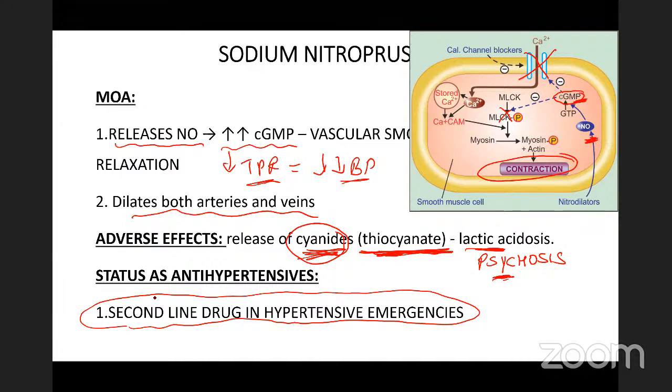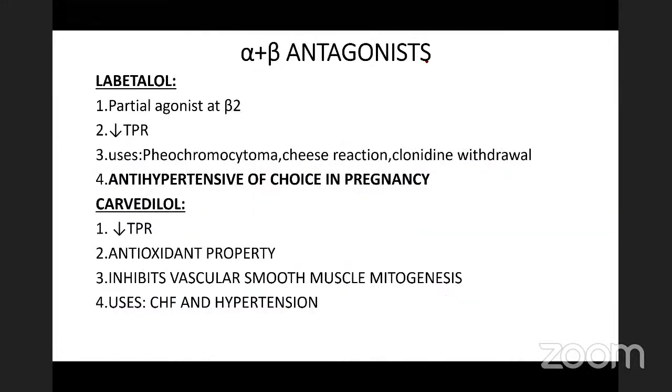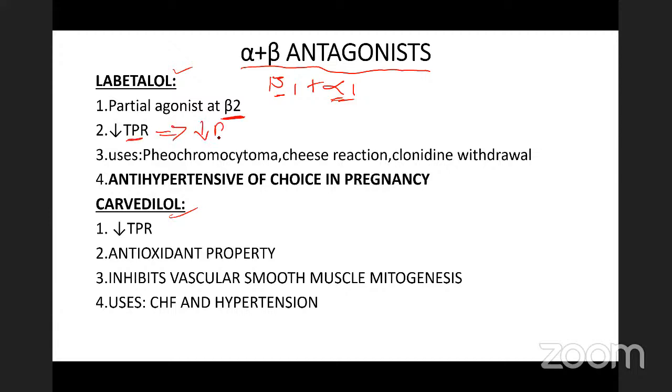Alpha plus beta adrenergic antagonists. The two important drugs are labetalol and carvedilol. Labetalol blocks both beta 1 and alpha 1. It has got intrinsic agonistic activity at beta 2. So on blood vessels, by blocking the alpha 1, it decreases the total peripheral resistance as well as decreases the pressures. Mainly, this labetalol is used in the hyperadrenergic states, in pheochromocytoma, clonidine withdrawal reaction, because these are hyperadrenergic states. There will be increased blood pressure.